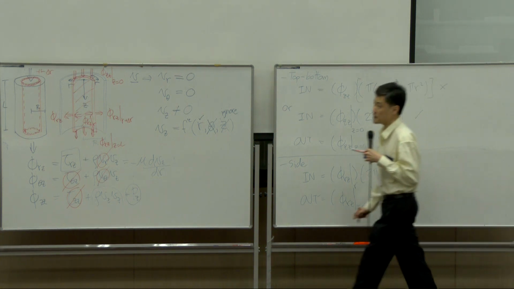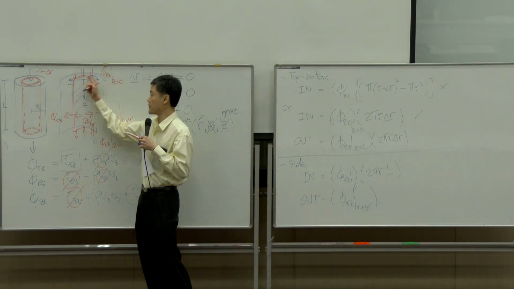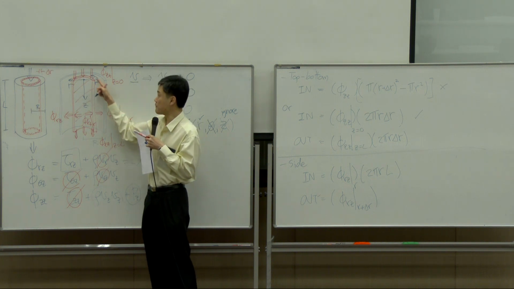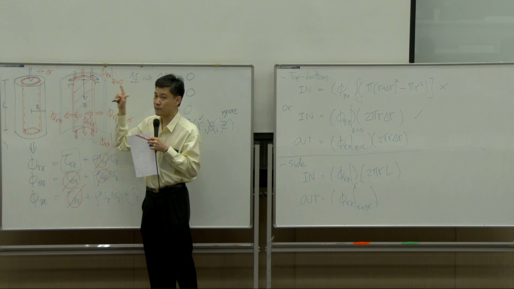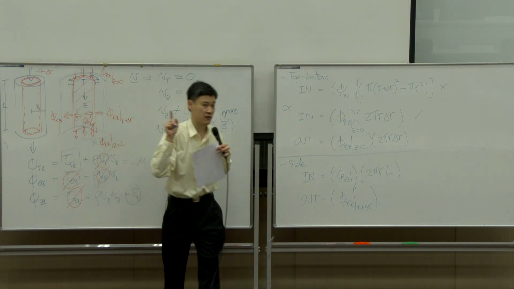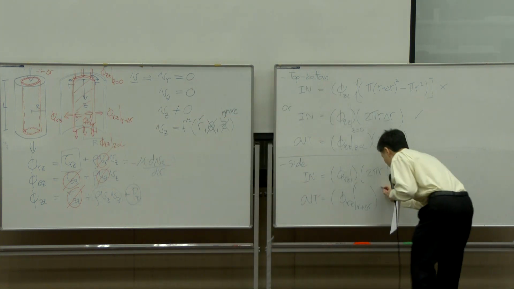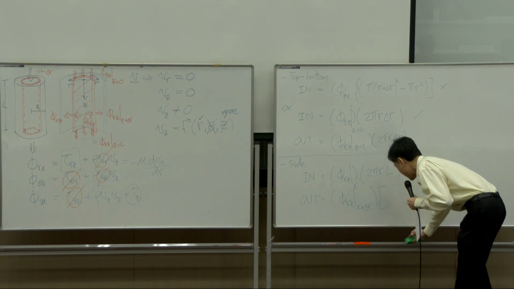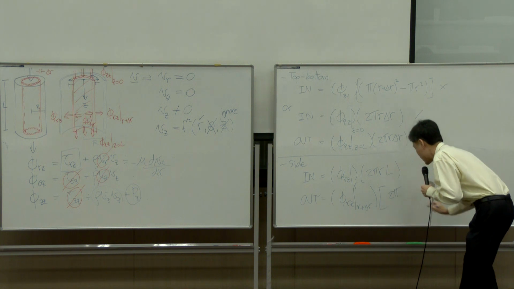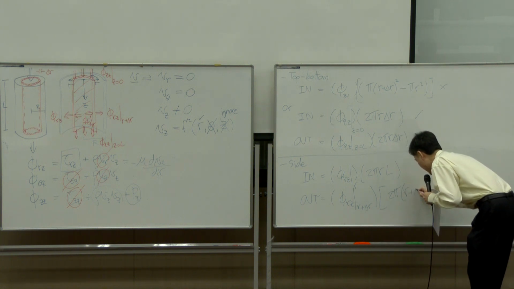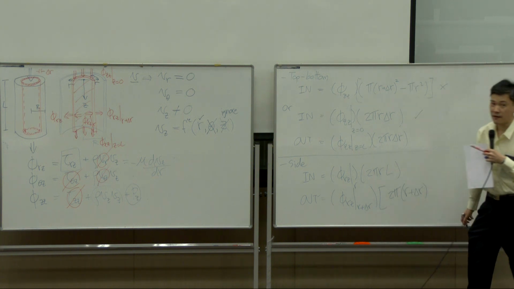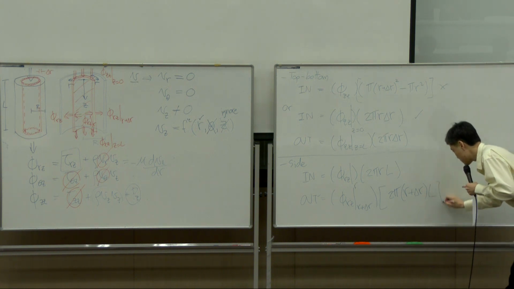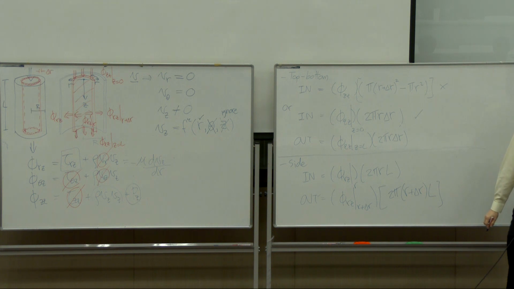But now the surface should be the surface of the outer circumference. And the outer circumference should have the length of 2 pi (r plus delta r). This would be the circumference of the outer circle times L. Okay?